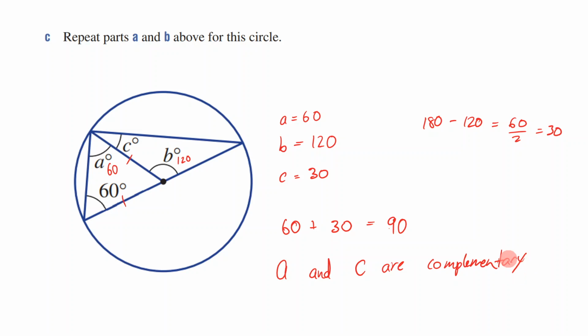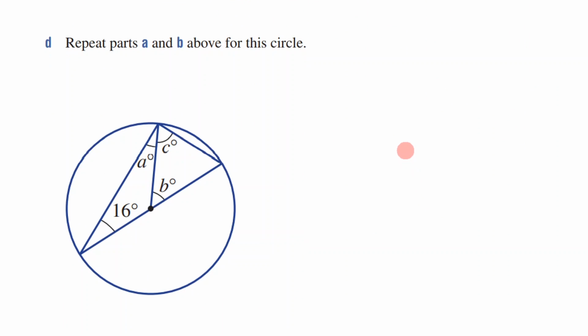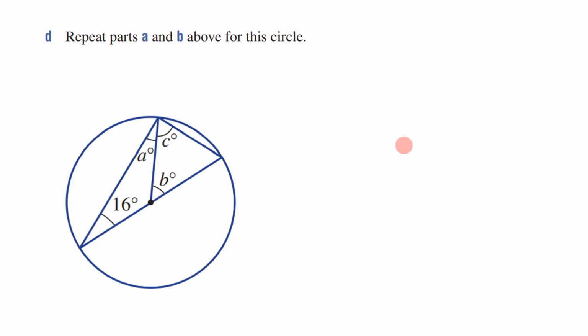They add up to 90 degrees. Let's go on to the next one. Again, the same thing, repeat A and B. We know that A is going to be 16 degrees, so A is going to be 16.